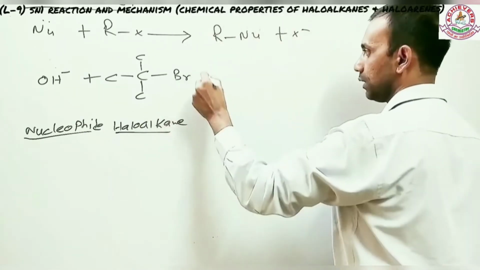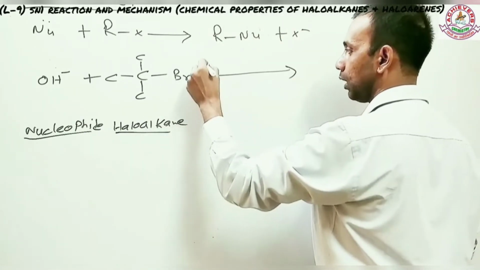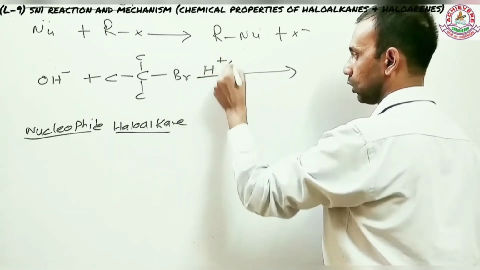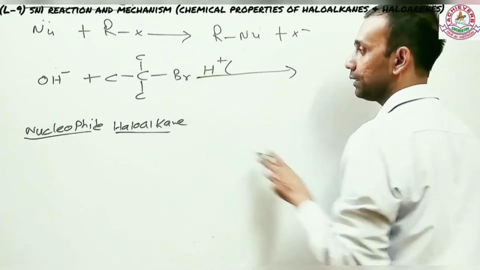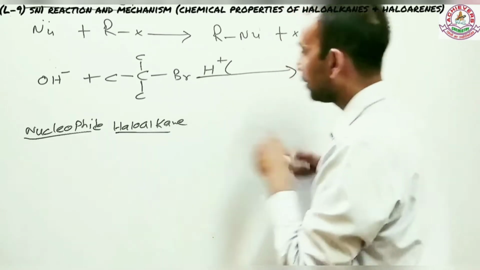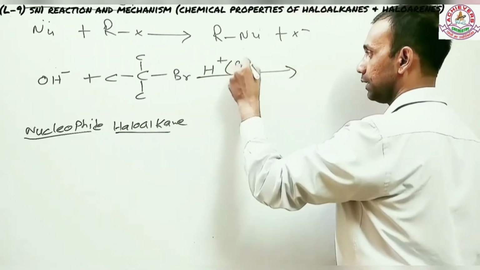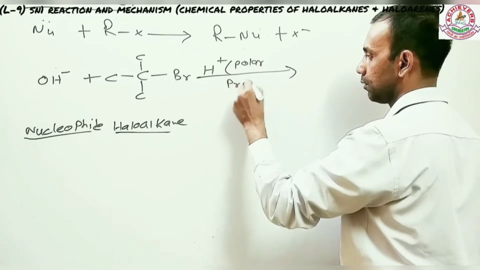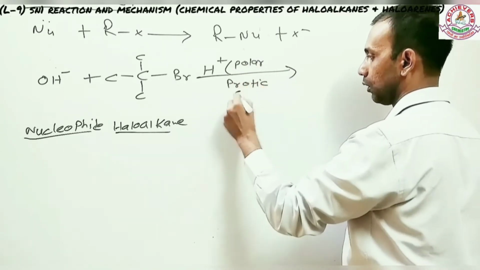So what happened during the reaction? You have to use a polar protic solvent. And what is a polar protic solvent? A solvent that produces hydrogen ion is called a polar protic solvent. I'm letting you know so that you don't have any problem at all.